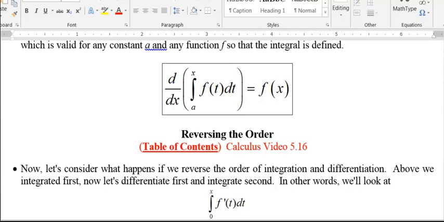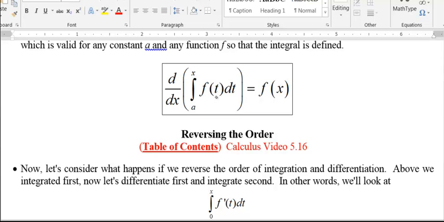This is Jack Jackson. We're going to continue our look into the Fundamental Theorem of Calculus. In this video, we're going to reverse the order from our last video. If you remember, we looked at a function of t, integrated from some a up to x, and then took the derivative with respect to x. That gave us back our original function f evaluated at x. So if we integrate first, then take a derivative, we end up with what we started with.